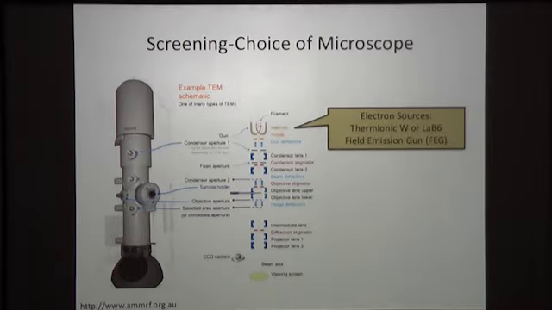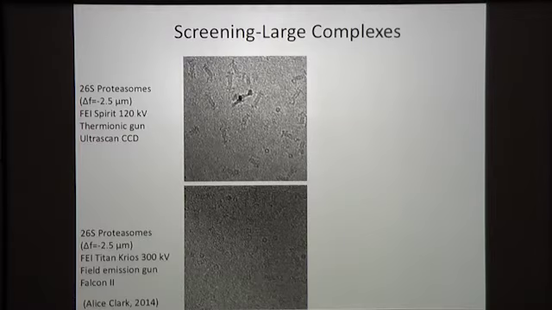And for this, it will be affected by the type of gun that you use. So whether you use a thermionic or a field emission gun. If you have something big, you'll be able to see this clearly with a thermionic gun. So shown here are some 26S proteasomes taken with a focus of 2.5 on a Spirit with a CCD camera. And you can see the particles quite nice and clearly. In fact, when you compare it to an image from the Cryos, they look more contrasty. This is due to the lower kV.